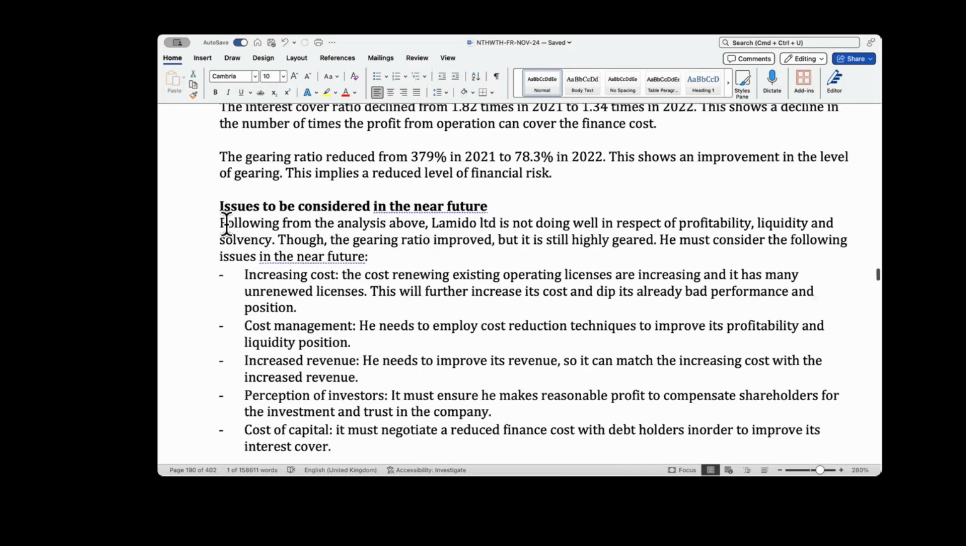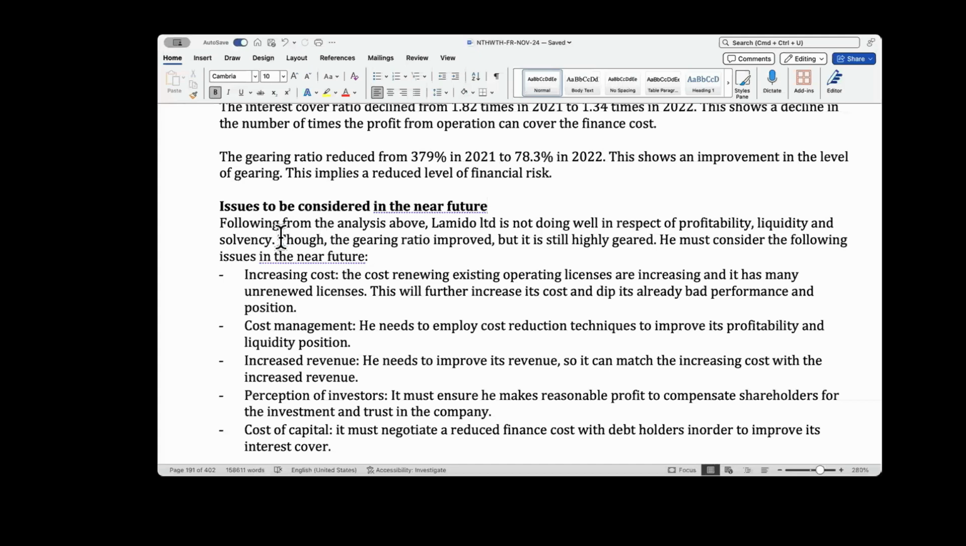I said that following from the above analysis, Lamindo is not doing well because everything is just declining. It's not doing well in respect of profitability, liquidity, and solvency. And you should note something. The way I've answered this, I use very simple language. It's the way I'm thinking it. Simple, expressive, the way I understand it. No unnecessary grammar. And it's very clear.